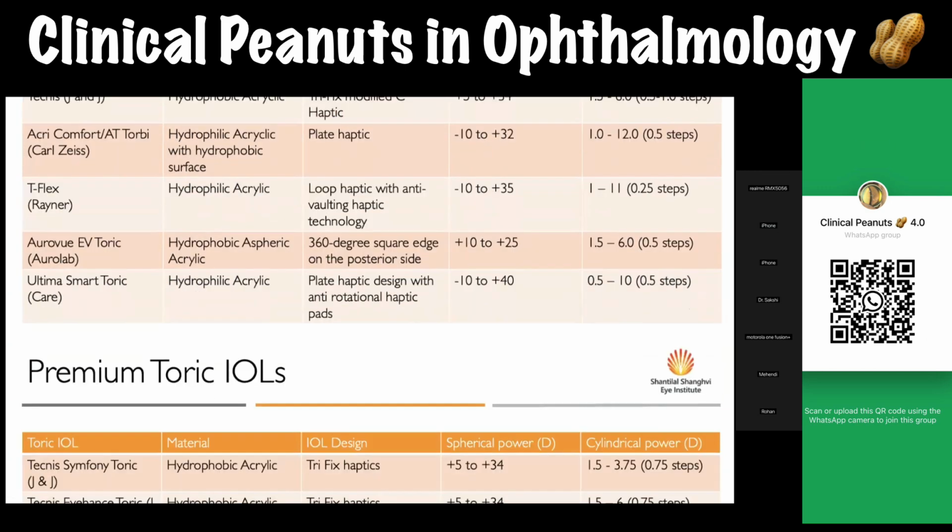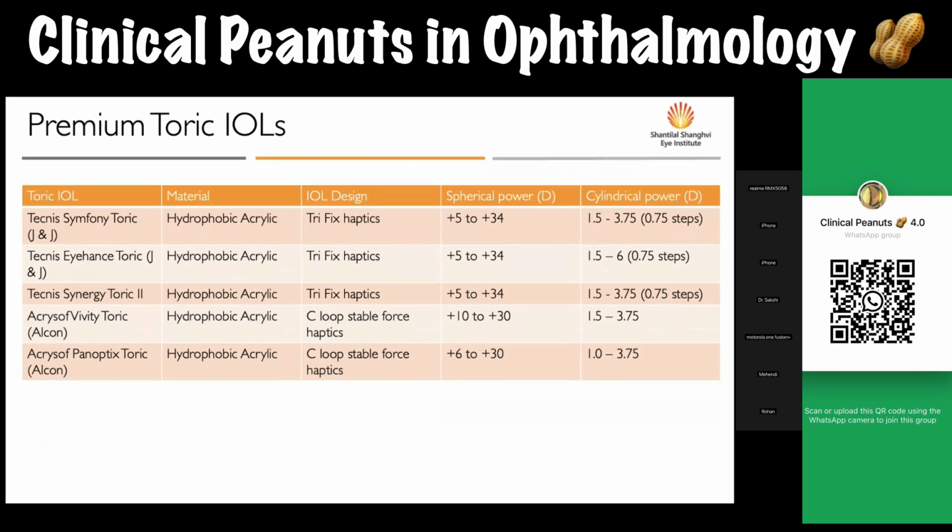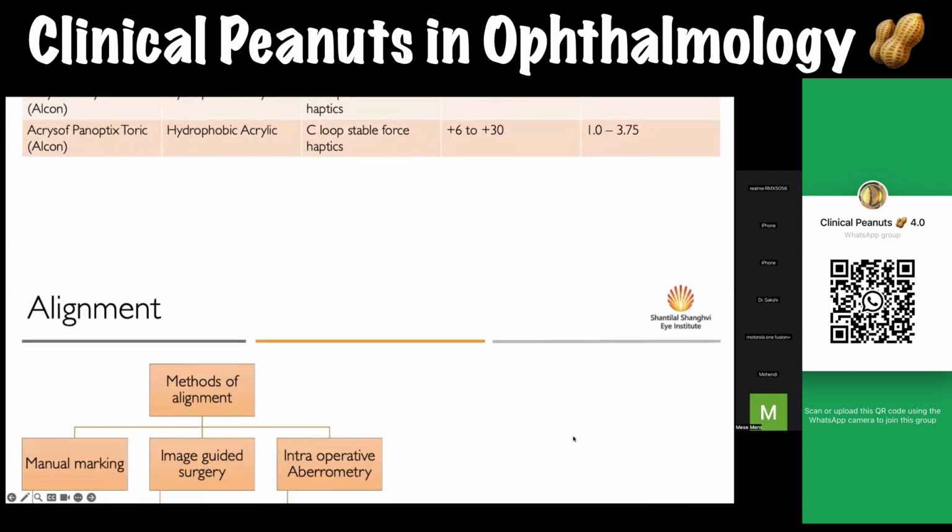Premium lenses, on the other hand, offer a much lower correction of cylindrical powers as compared to your regular lenses. The Eyhance, which is considered a monofocal plus lens, still corrects as much as the regular lenses do. That is a spherical power of 5 to 34 and a cylindrical power of up to 6 diopters. But you'll notice that the Symphony and the Synergy and the Vivity and the PanOptix all have a lower range of correction of cylindrical powers and only correct up to around 3.5 diopters of cylinder and nothing more than that.